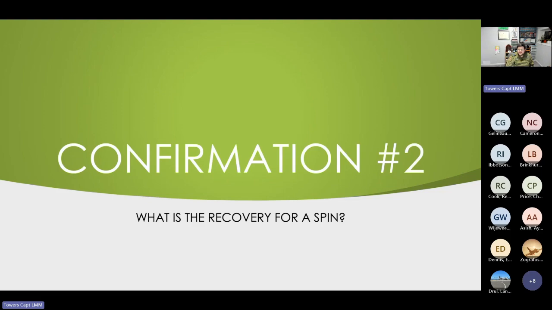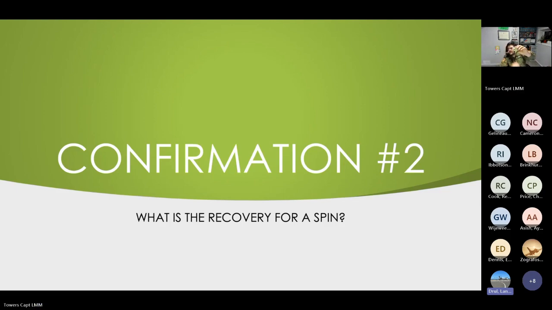Confirmation question number 2. What is the recovery for a spin? Drool, let's go with you. A recovery for a spin. We've stalled. We've got our wing drop. We're starting to go into the spin.